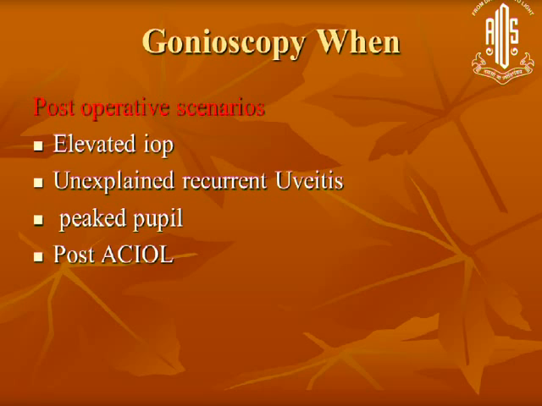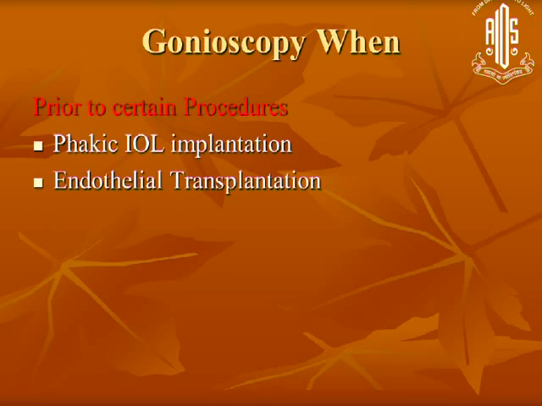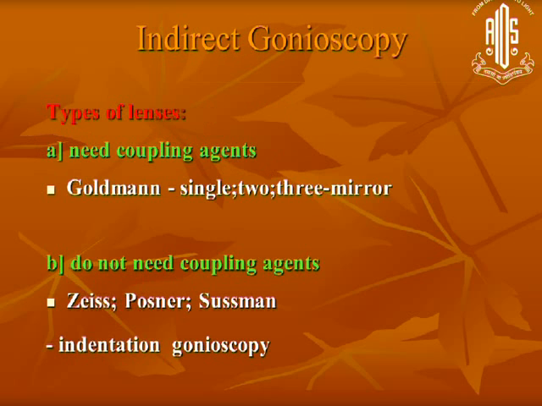Post-operatively, after you have done a routine cataract surgery, if you find elevated pressure, unexplained uveitis, why the patient is getting uveitis after a very uneventful phaco. Now you see a peaked pupil which you don't expect, or after you have put an anterior chamber lens. Even prior to certain procedures, especially phakic IOLs, endothelial transplantations, you need to see the angle. These are not glaucoma situations, but still you need to do gonioscopy.